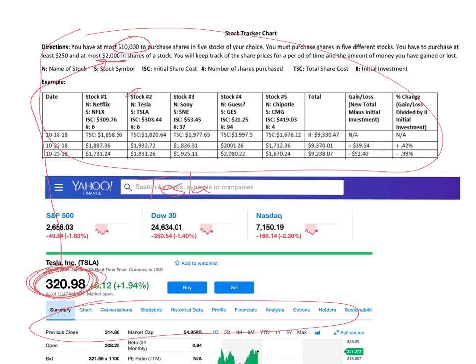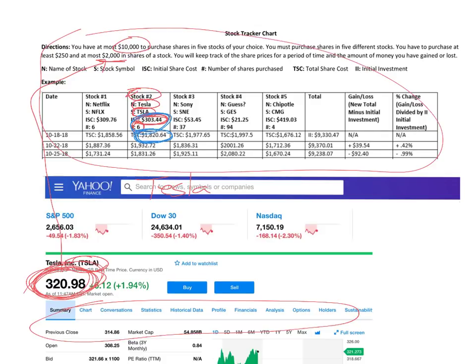So stock 2 here, I have Tesla. TSLA is the symbol for it. If you're looking up the stock, here's the price for each individual share. It's different from what I have here. This is what I did before. And now I'm purchasing 6 shares. So if I multiply these two, I get this result here. That's what TSC stands for, total share cost. That's what all the shares together combined cost me.